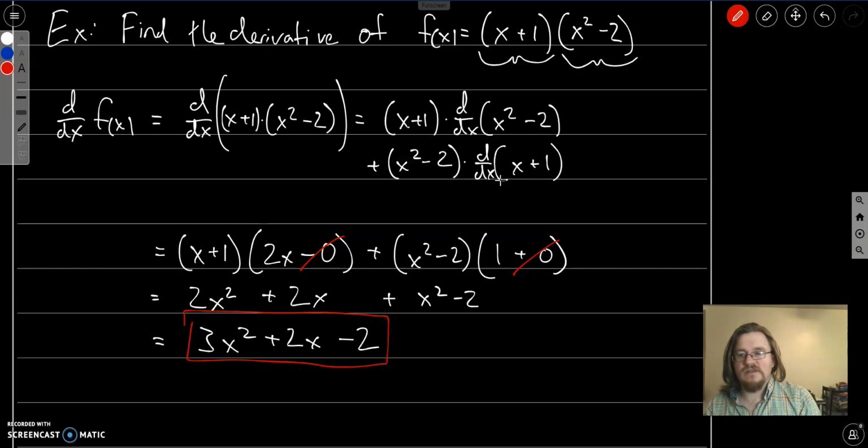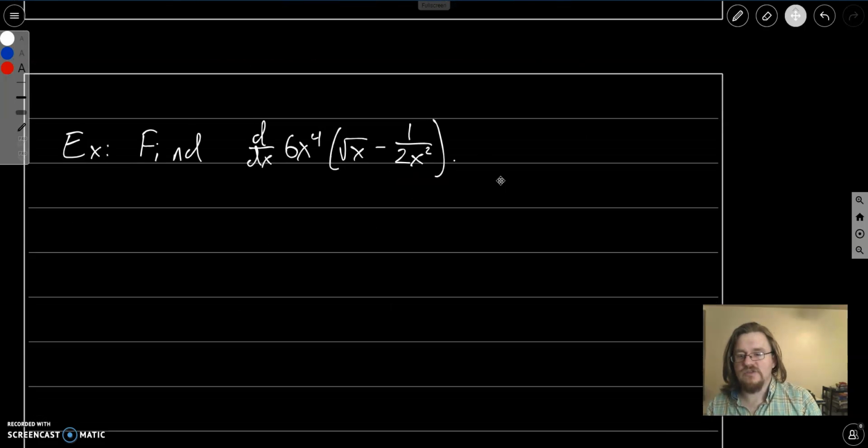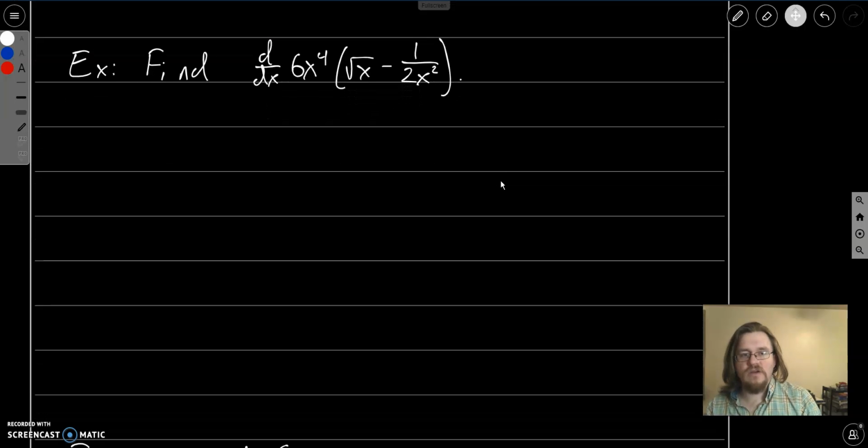So that's how the product rule works. It is fairly straightforward as long as we've got our formula down. Let's do another one. Here I've got the derivative of 6x to the fourth times the square root of x minus 1 over 2x squared.